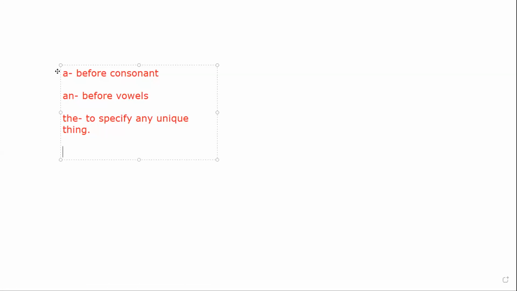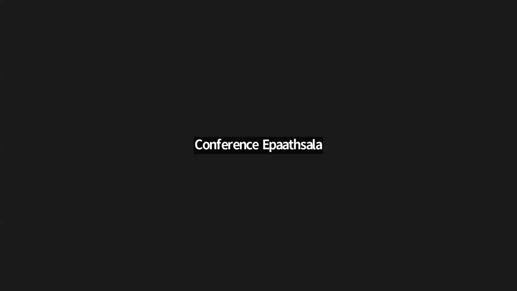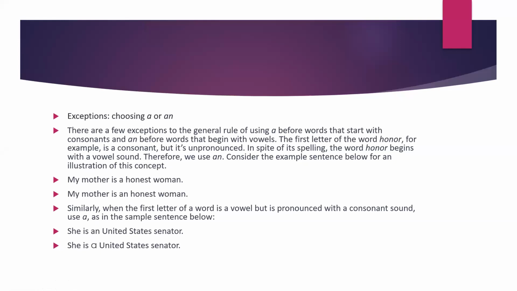Okay, suppose there is an elephant. You can understand that elephant starts with the initial vowel E, so it should be an. And there will be a before any type of consonant. There are a few exceptions to the general rule of using a before words that start with consonants and an before words beginning with vowels.